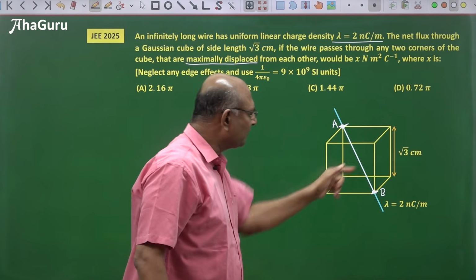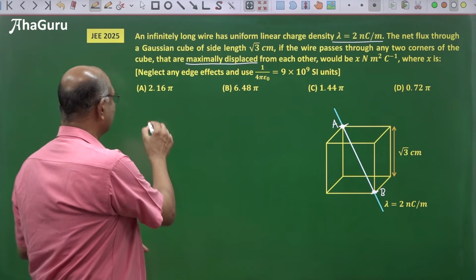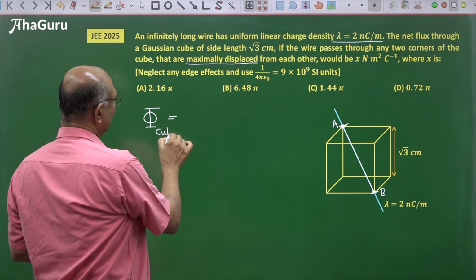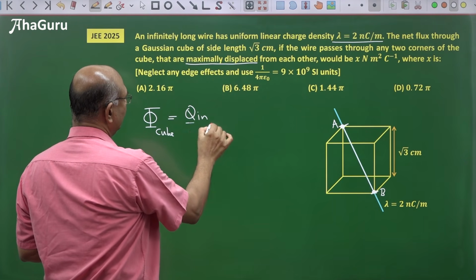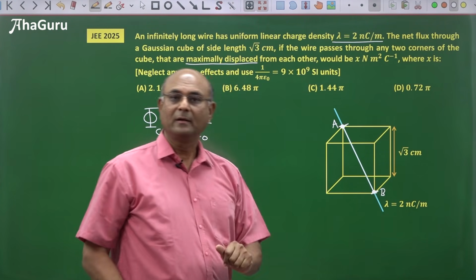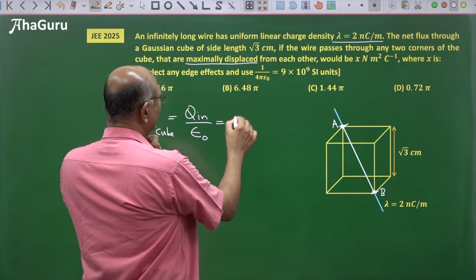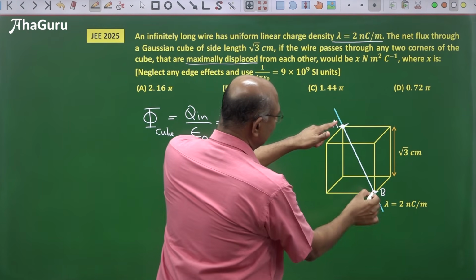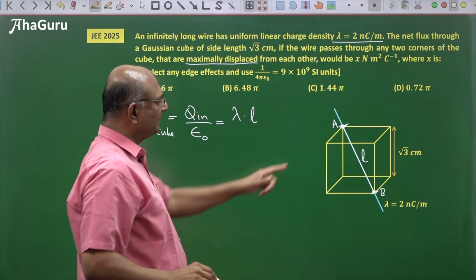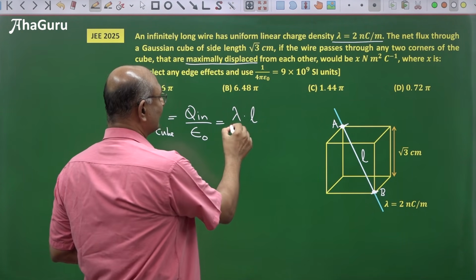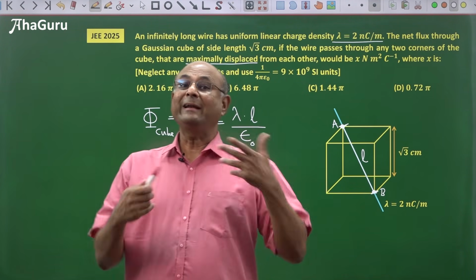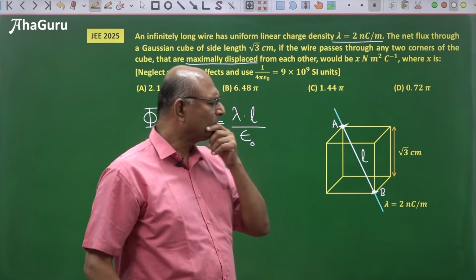Well, the total flux is going to be the charge inside by epsilon naught. The total flux, right, through the cube is going to be charge inside by epsilon naught. Charge inside is basically this charge, no? This is all outside. So that has to be equal to lambda times this length. Let me call this length L. So lambda times L, that will be the total charge inside, divided by epsilon naught. Now lambda we know, 2 nanocoulombs per meter. So what do I need to find? I need to find this length. How do I find that?